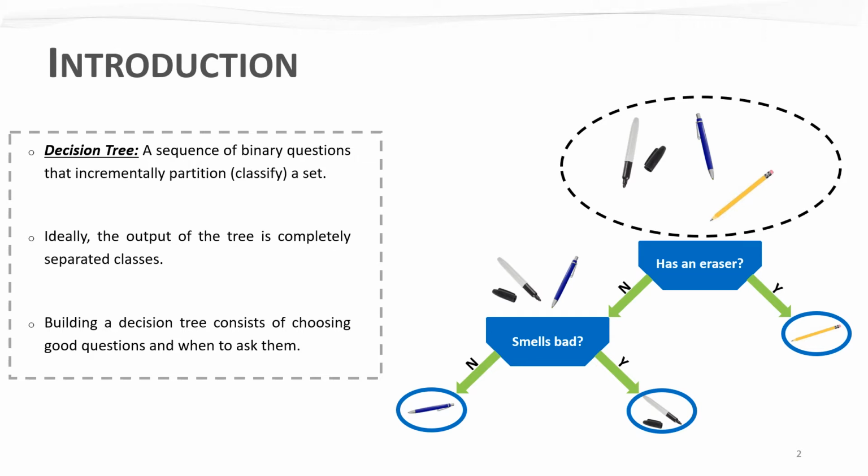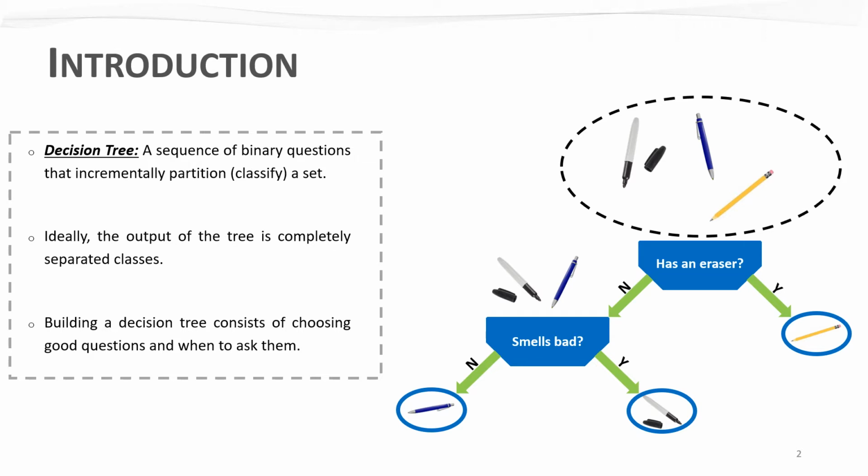As a toy example, consider the tree on the right. We have an input set of writing tools. The first question targets pencils and splits the input set into pencils and everything else. This immediately classifies all pencils, but we'll need another question to delineate between markers and pens. After asking the second question, we've successfully separated all input classes.